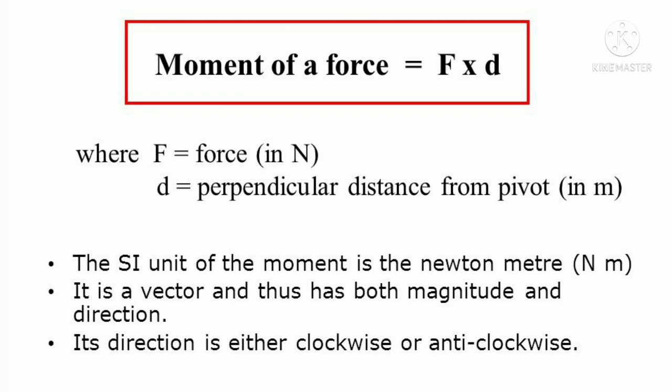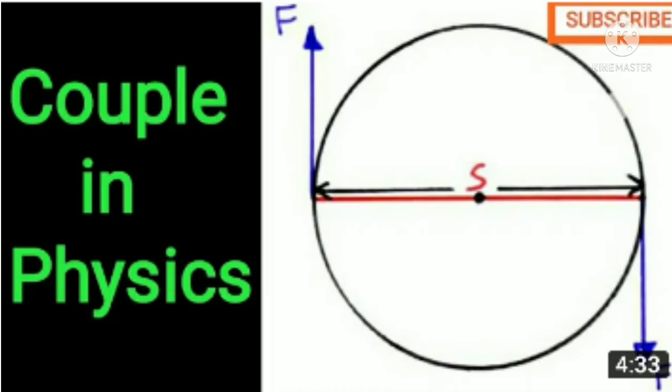What do you mean by vector quantity? It has both magnitude and direction. Okay. What's the SI unit of moment of force? Newton meter. Okay. Next you learnt about couple in physics.